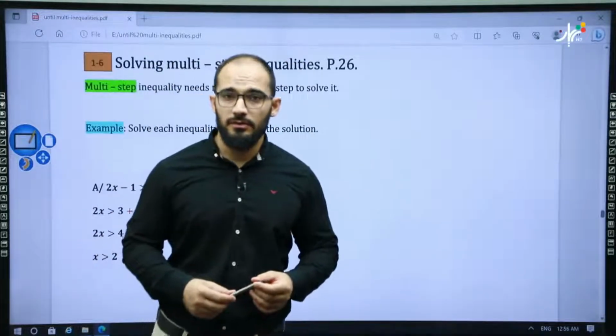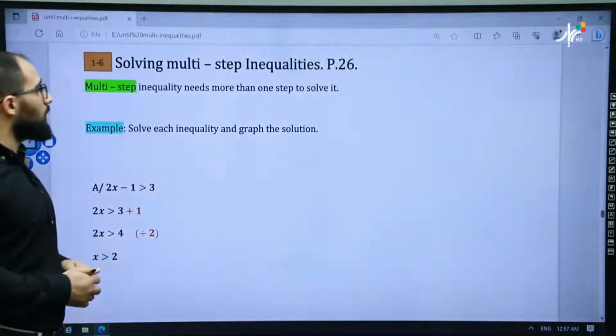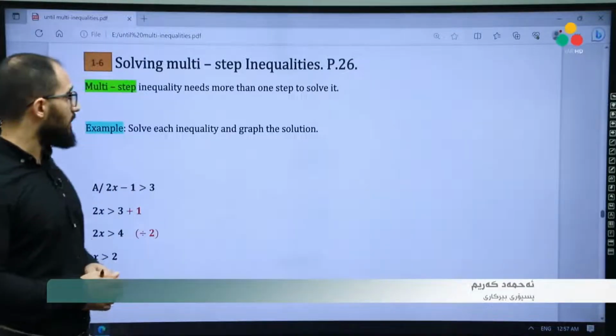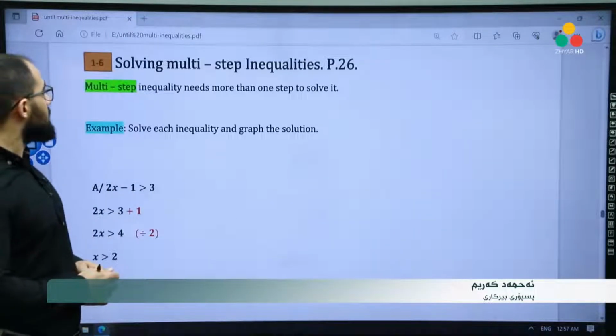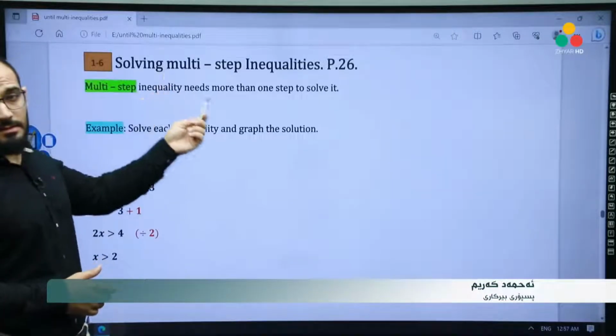So today we are here to explain another subject in chapter 1 and it is 1.6, solving multi-step inequalities. In the previous lesson, if you remember, we have explained solving inequalities, okay, but here it is solving multi-step inequalities.